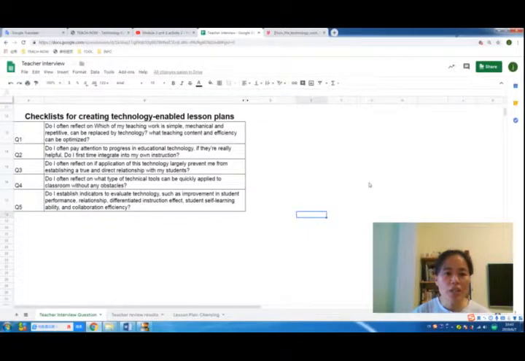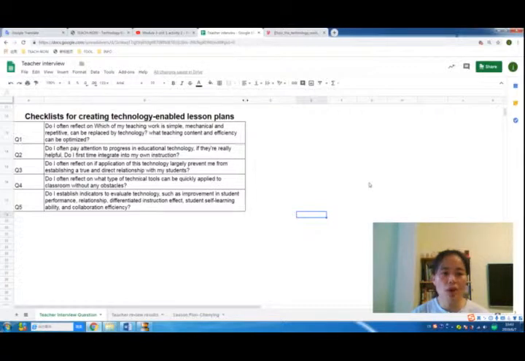Here is my checklist for creating a technology-enabled lesson plan. Question 1. Do I often reflect on which of my teaching work is simple, mechanical, and repetitive and can be replaced by technology? What teaching content and efficiency can be optimized? Question 2. Do I often pay attention to progress in education technology? If they're really helpful, do I integrate them into my own instruction the first time?